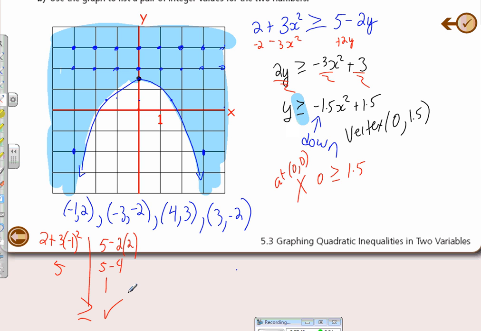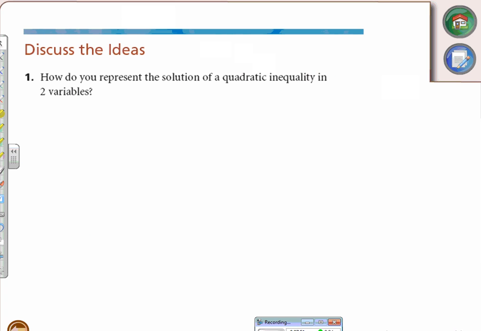Then just finishing up here, discuss the ideas, to bring together what you learned. How do you represent an inequality? An inequality always has to do with shading in relationship to your function when you graph it. And finish off those 3 questions.